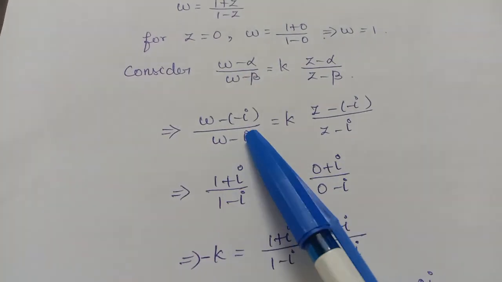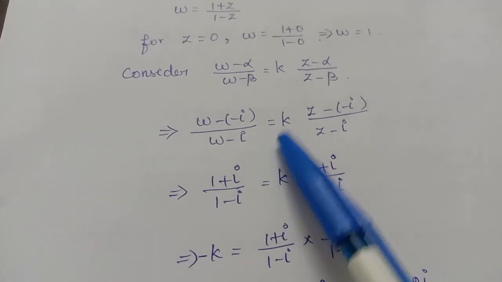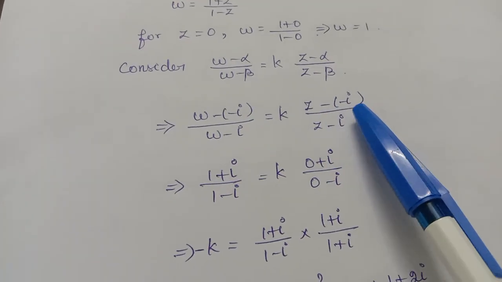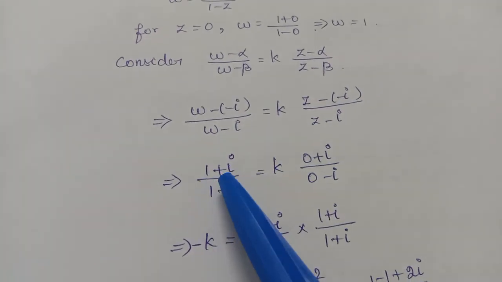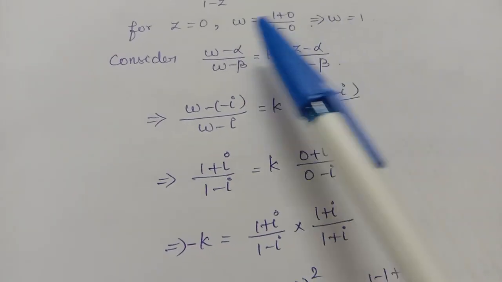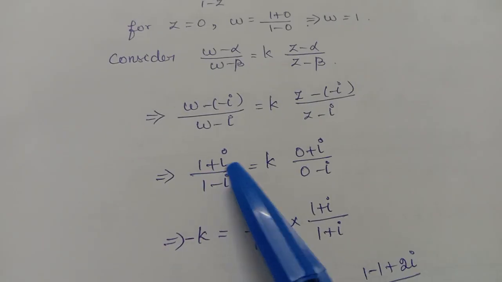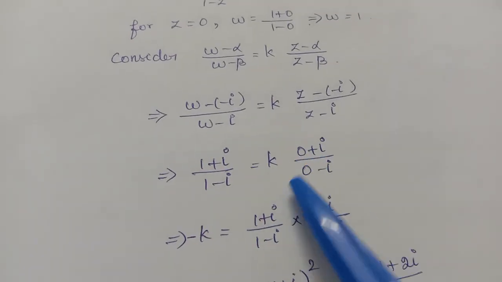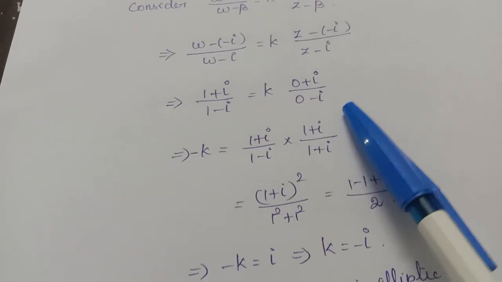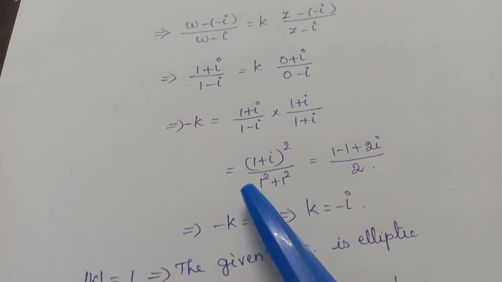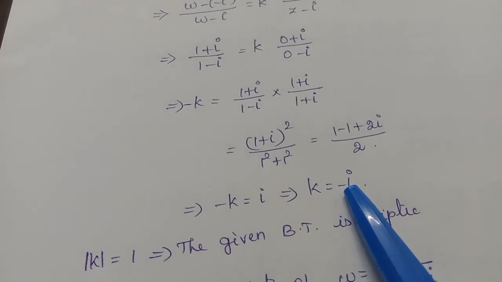So (w minus (minus i)) by (w minus i) equal to k into ((z minus (minus i)) by (z minus i)). That is, w equal to 1 and z equal to 0. So let us substitute: (1 plus i) by (1 minus i) equal to k into (0 plus i) by (0 minus i). So after simplification I am arriving at k equal to minus i.